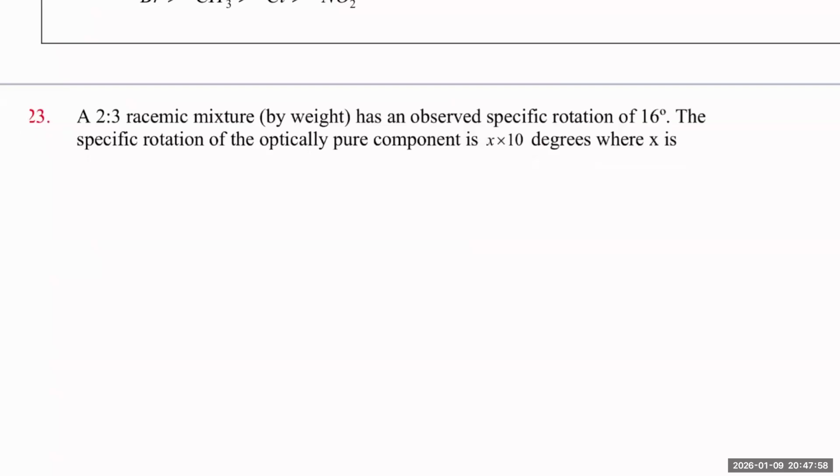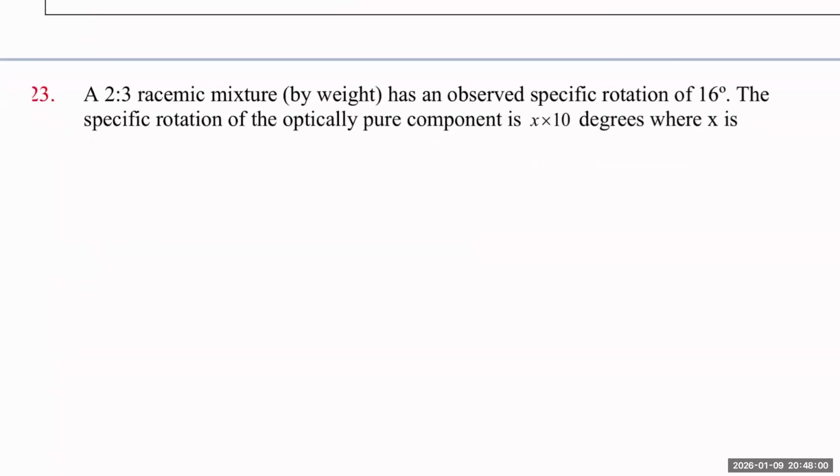If a 2 is to 3 ratio racemic mixture by weight has been observed to have a specific rotation of 16 degrees, the specific rotation of the optically pure component is x into 10 degrees, where x is how much? Okay, so we need to check out the 2 is to 3 racemic mixture by weight. Got it? So what does that mean?